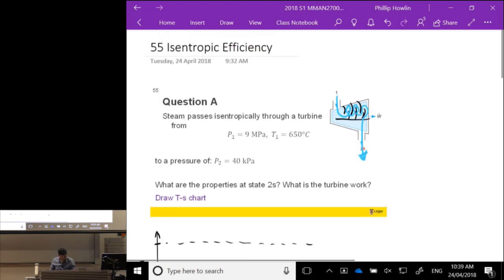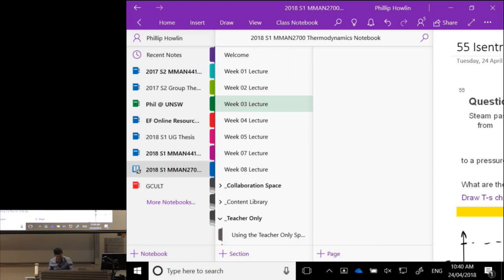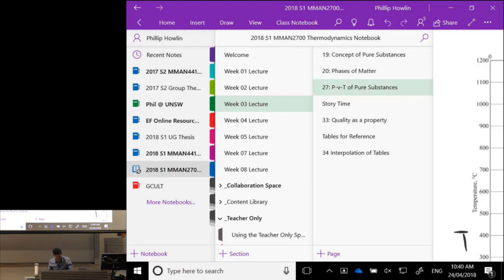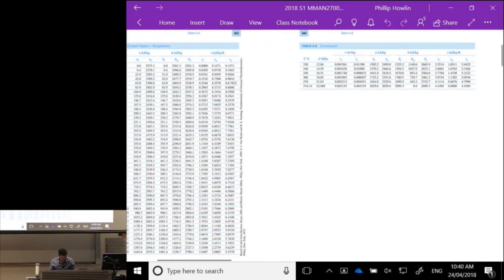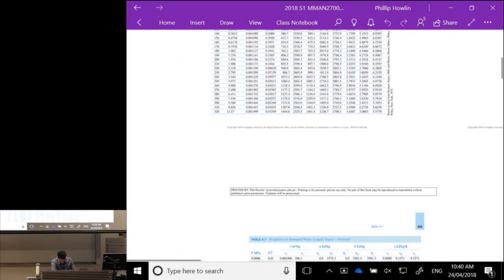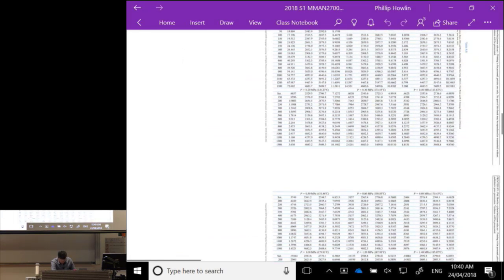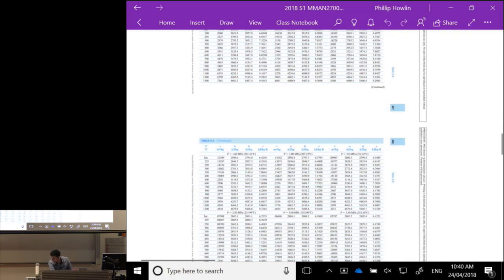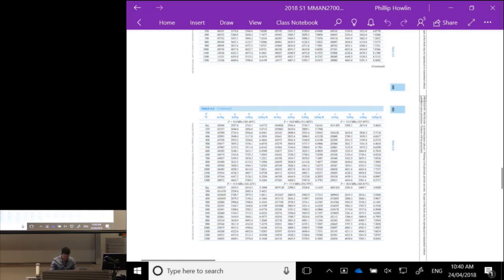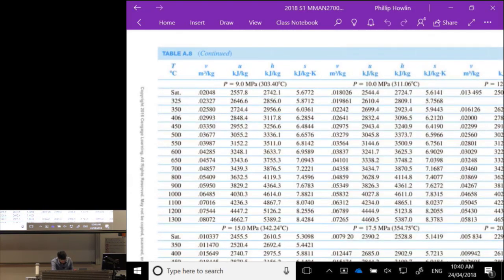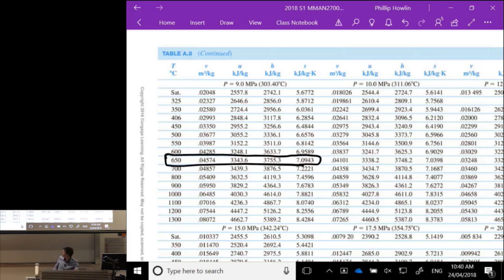So where did I have those? Tables for reference. Well done, Phil. All right, looks like it's not saturated, looks like it's superheated. What was the pressure? 9 megapascals. 9 megapascals, temperature of 650. So we're looking here. So these are the values that we're going to use. Okay, we can see we've got an S just above 7.